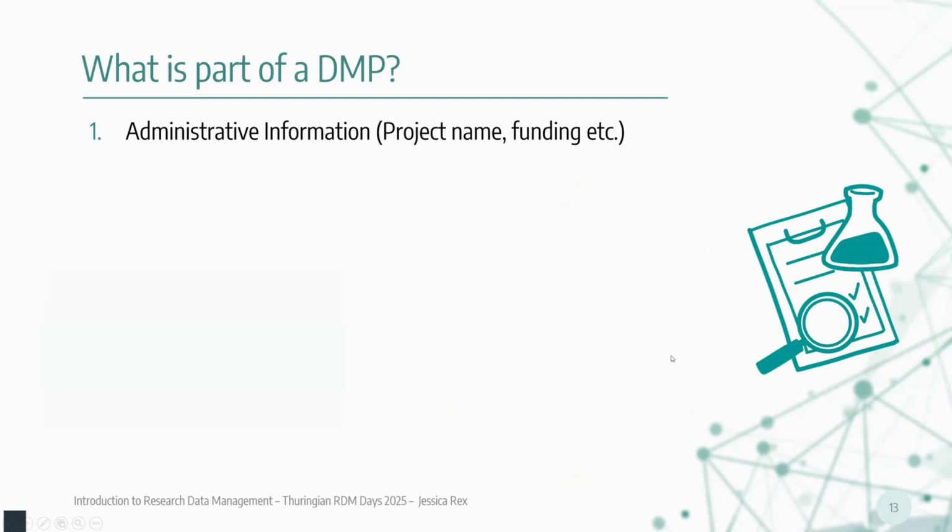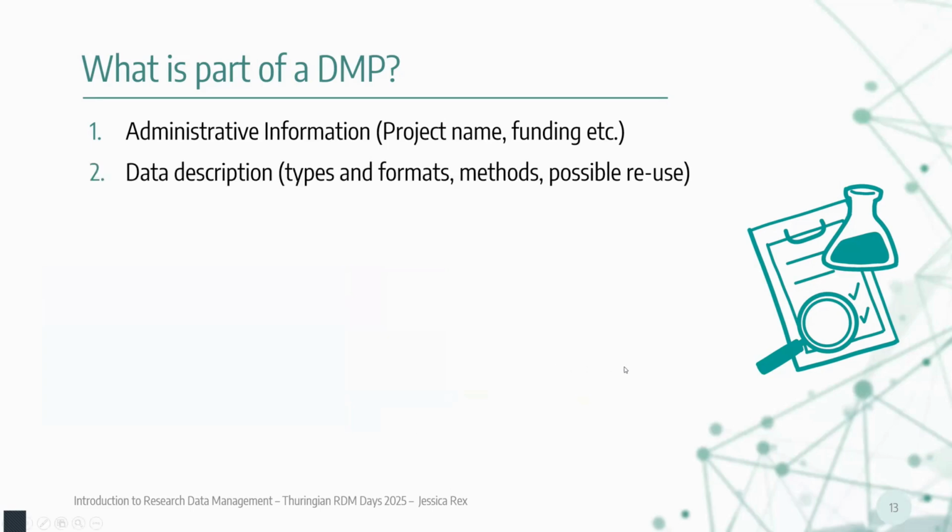You probably have heard of it. Most of you will likely have not written one before. So in a data management plan, you will give at least the following information. Administrative information like your project name, your funder, maybe your funding number, that sort of thing. Then you will have a part that deals with data description. So it will describe what data am I going to generate or collect, what types and formats are they in, what methods will I be using for that, and will they be available for reuse? Will it be possible to reuse them?